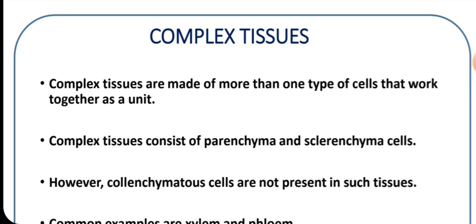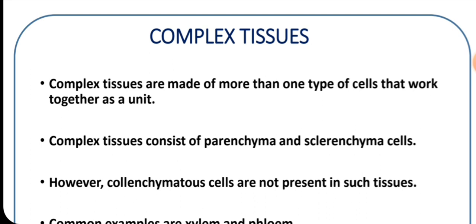We studied simple tissues. That is what we were studying, isn't it? Simple tissues have a single type of cells. In other words, they are composed of one type of cells only. And under that, we studied parenchyma, collenchyma, and sclerenchyma.